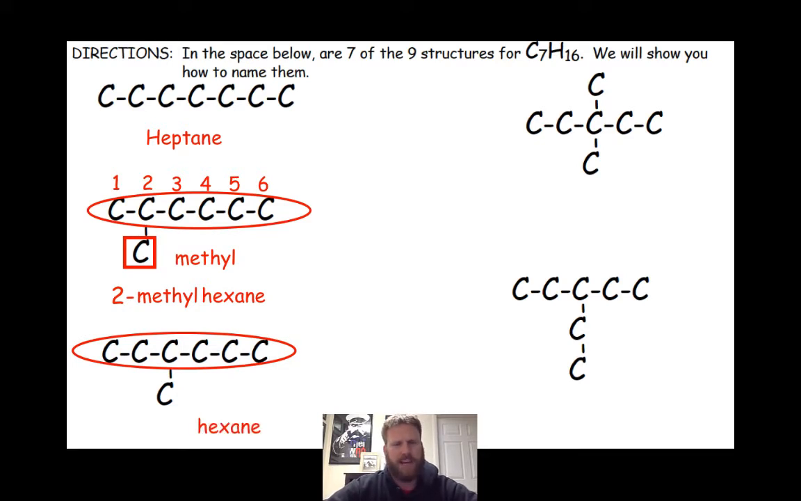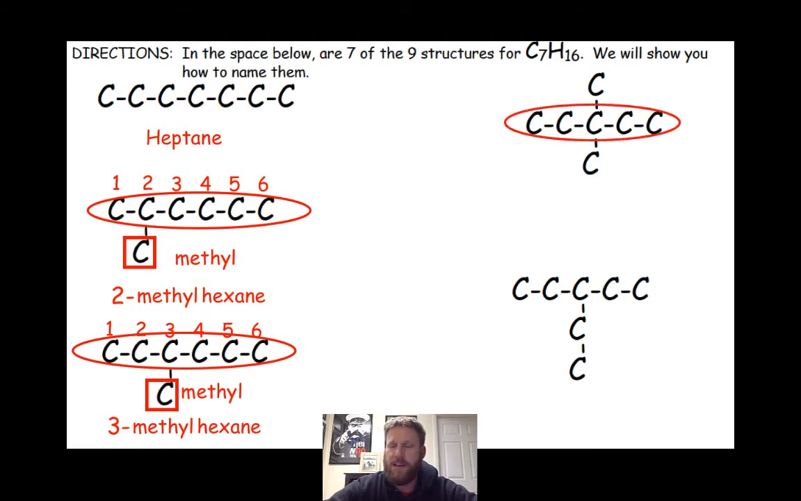The next one is also a 6 carbon chain there. So that is hexane once again. This time we're still going to number left to right, because we can either get a 3 numbering left to right, or if we numbered right to left, we would get a 4 on that carbon. We want the smallest numbers, so we're going to number left to right, get 3, and that is still a methyl group. So this is 3-methylhexane.